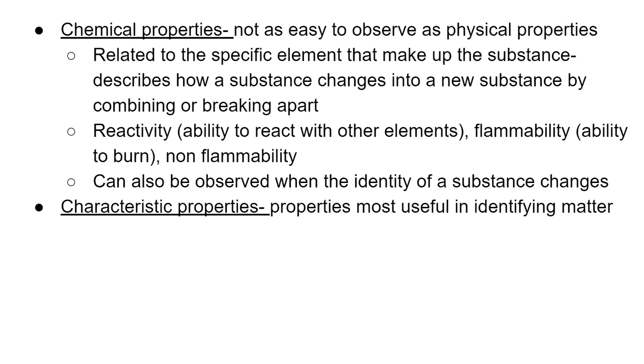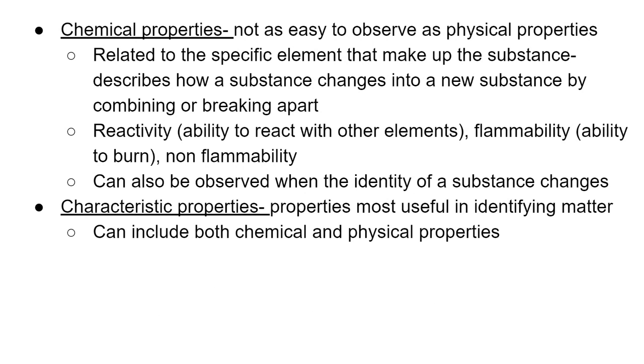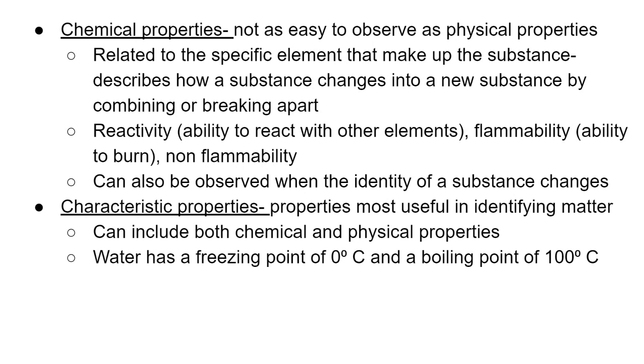Now, with both physical and chemical properties, we have characteristic properties. These are properties that basically make a substance easy to identify. So, great example, water. I have this substance. I'm not sure what it is. It's odorless. It has no color. How do I find out what it is?